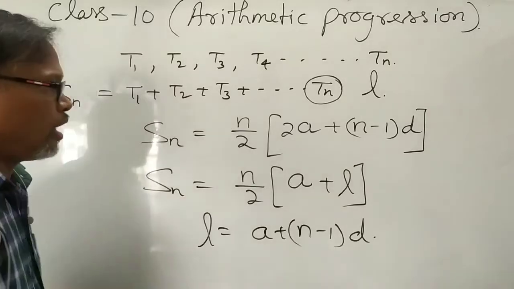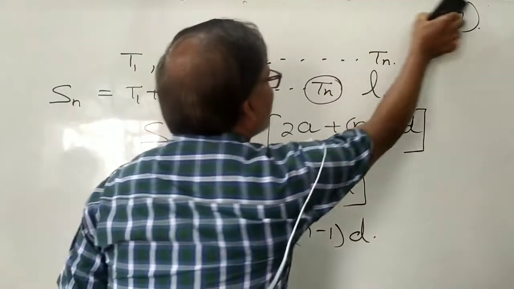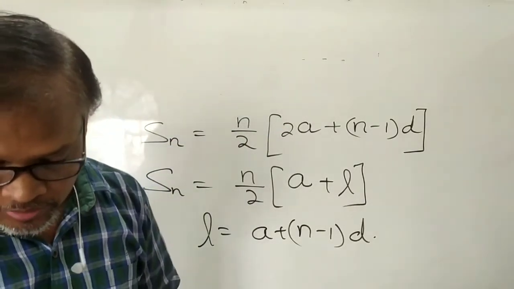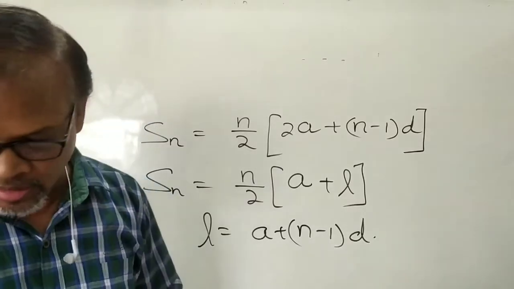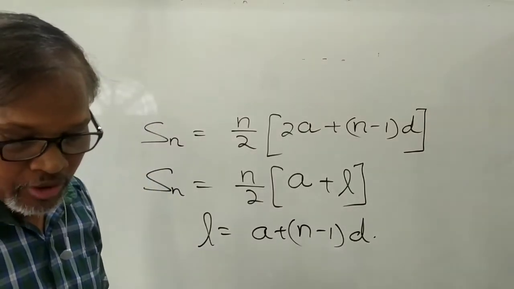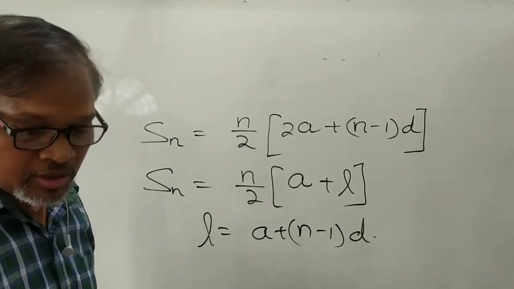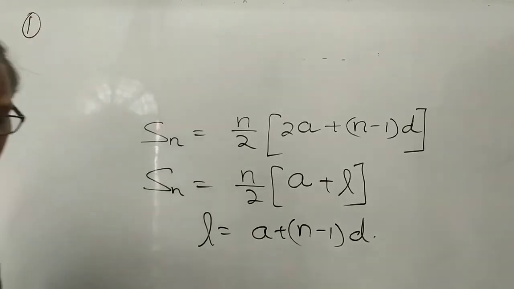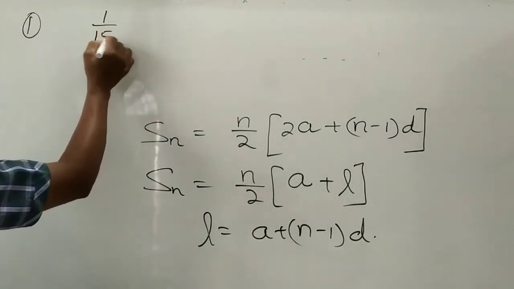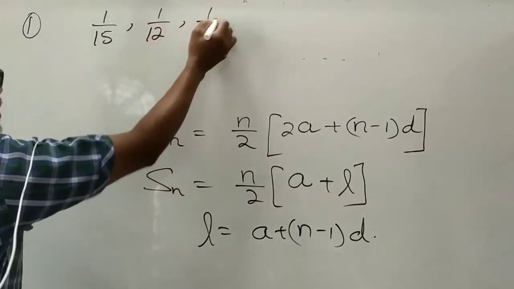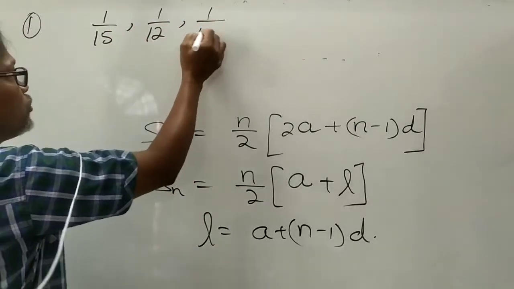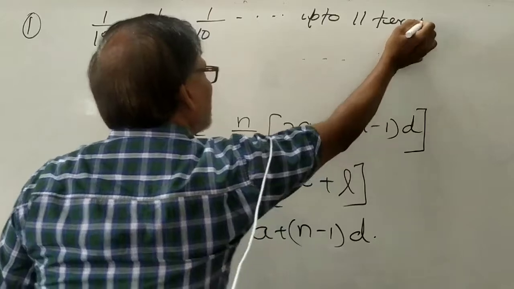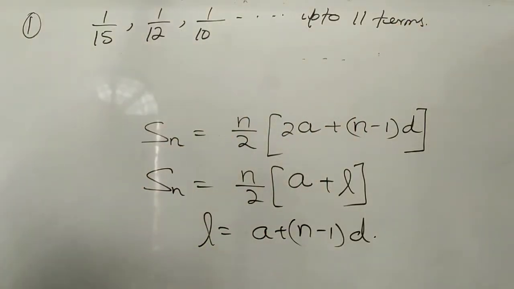Now how to find the value? I will tell you the questions. Exercise 9.3: find the sum of the following APs. And here the APs are given. Suppose question number 1, second part: 1 by 15, 1 by 12, 1 by 10, up to 11 terms. You have to find the sum up to 11 terms.